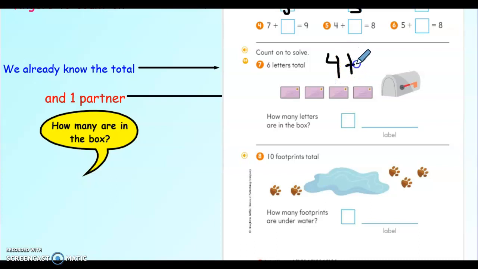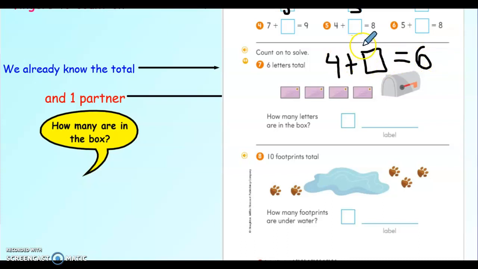Plus, we don't know how many are in the mailbox, but we do know that there are 6 total. Okay, so please write that equation. 4 that are outside of the box plus unknown, because we don't know how many are in the box, but we do know that it equals 6. So let's try to figure that out.